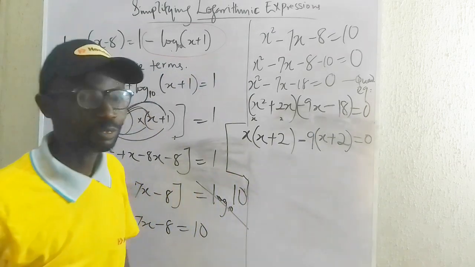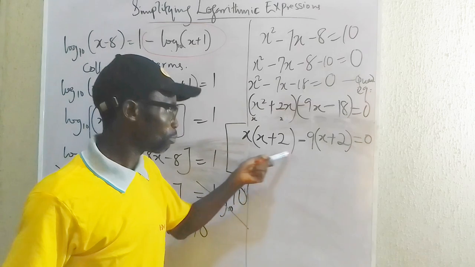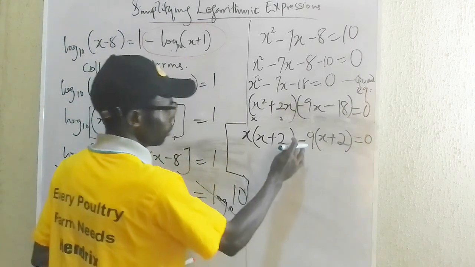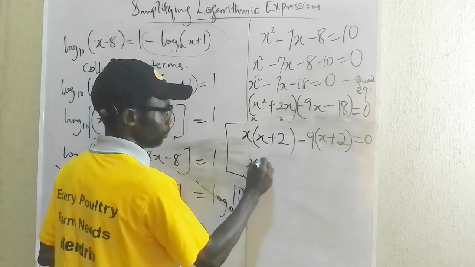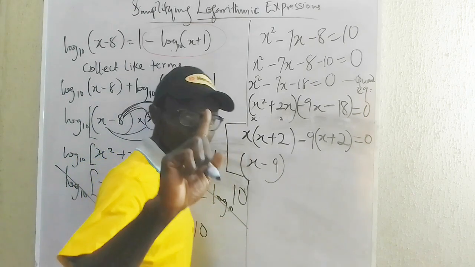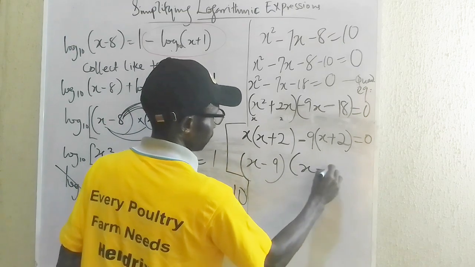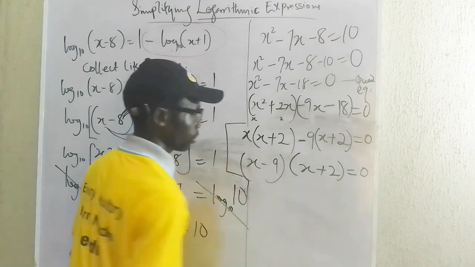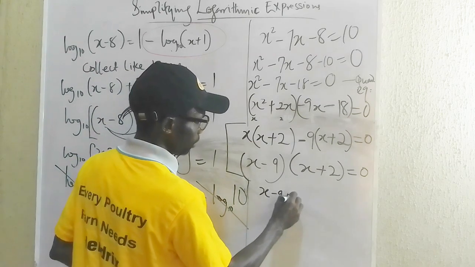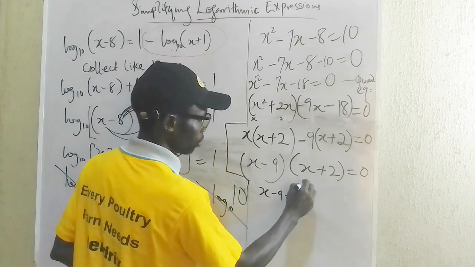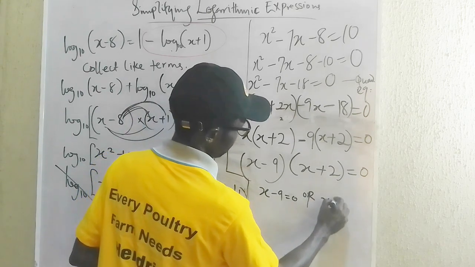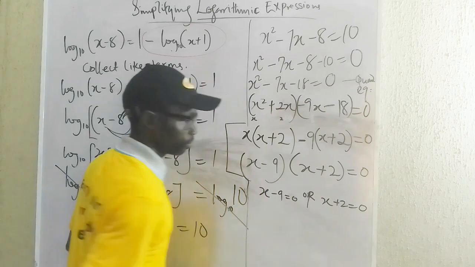Notice something in quadratic equation. This place must be the same thing as this place. So let's move it together. So this and this were picked. And this being the same will be represented by just one of it: x plus 2 is equal to 0. So we'll split the two there. So this will become x minus 9 is equal to 0, or x plus 2 is equal to 0.